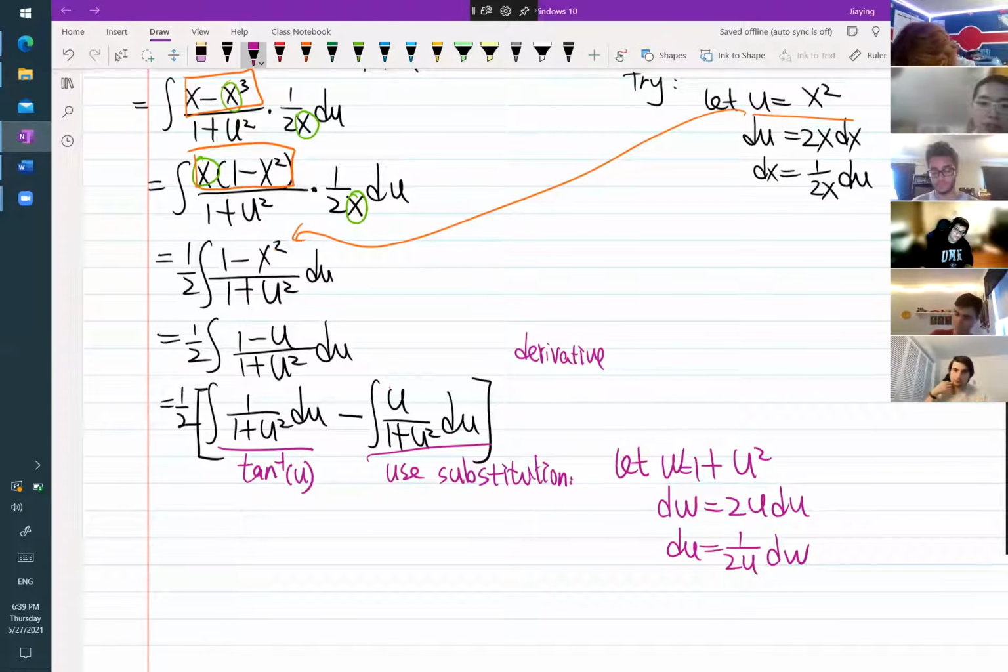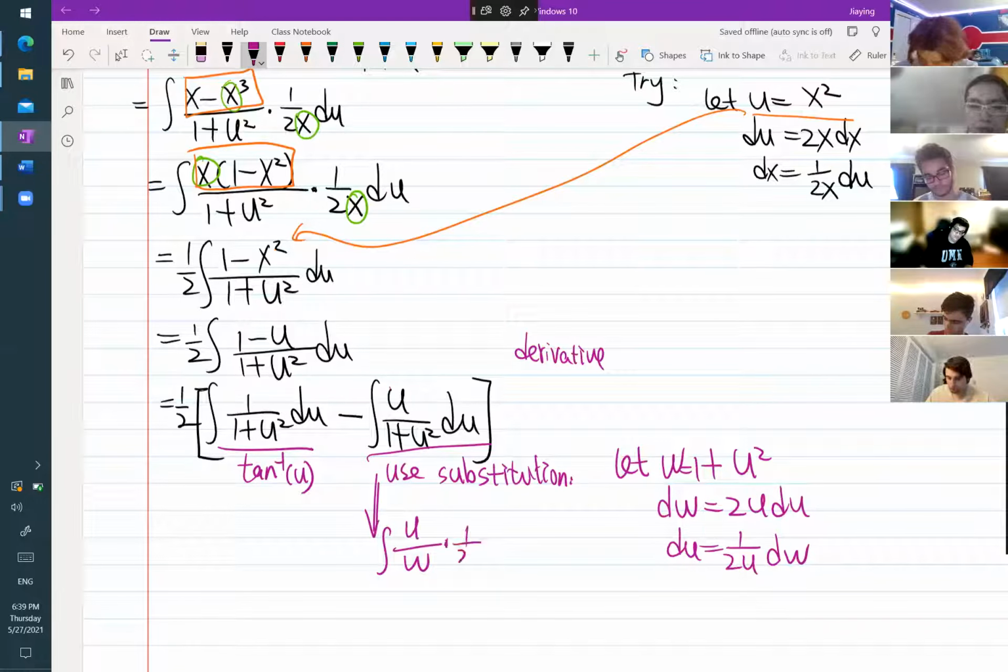And then I'm just going to focus on this second integral. I'm going to use substitution. So I'm integrating u, it's just a u in the numerator, but the denominator becomes w. And then du becomes 1 over 2u dw. The benefit of using the substitution is that the u in the numerator and the u in the denominator cancel.